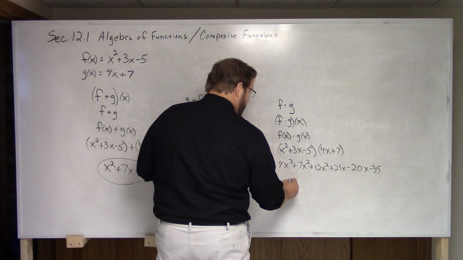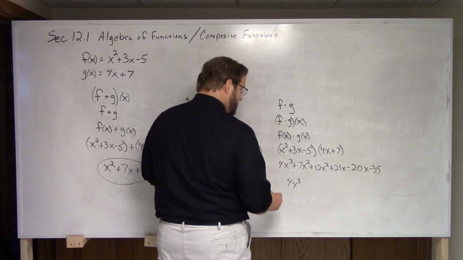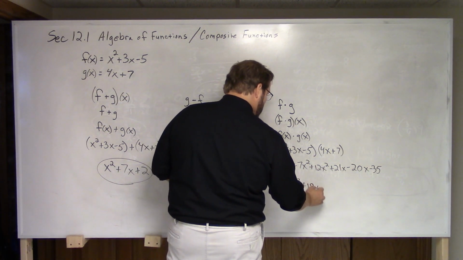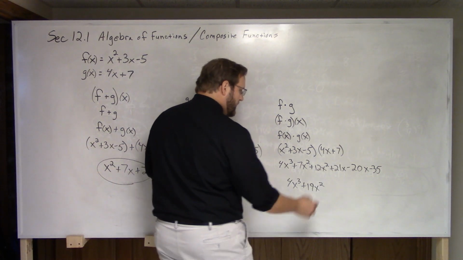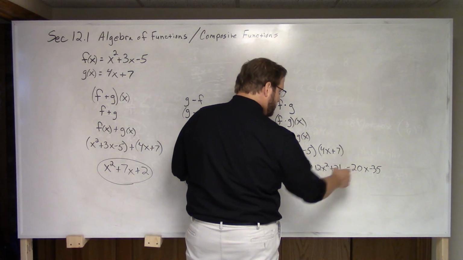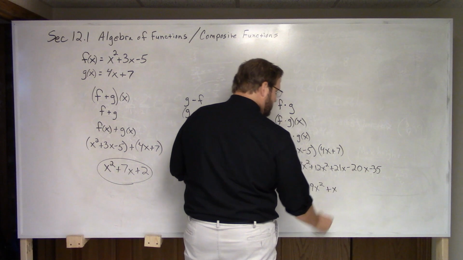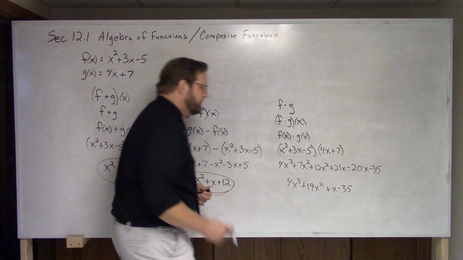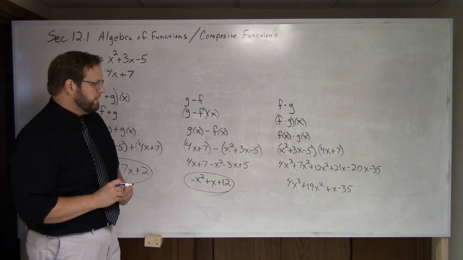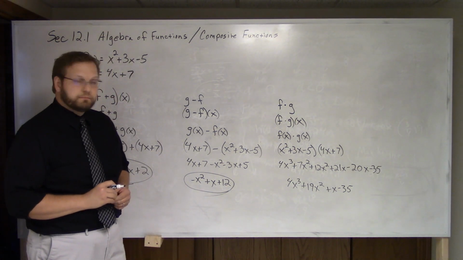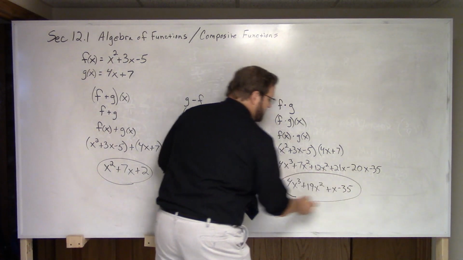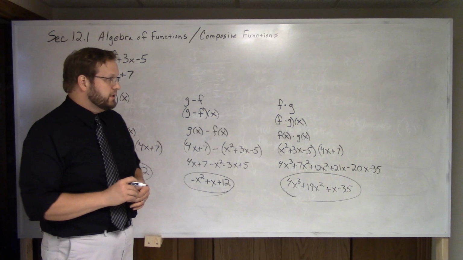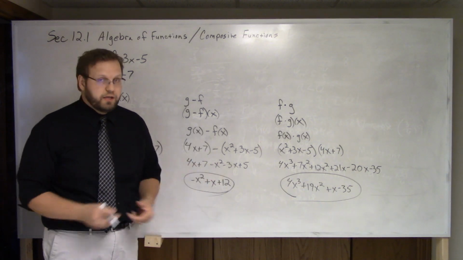So we have 4x cubed, and then we would have 7 plus 12 is 19x squared. And then we would have 21 minus 20 is just a plus x, and then minus 35. Okay, and that looks good. So again, really all this is polynomial work. That's really all it is. It's just now we're calling them functions. Nothing more to it than that.